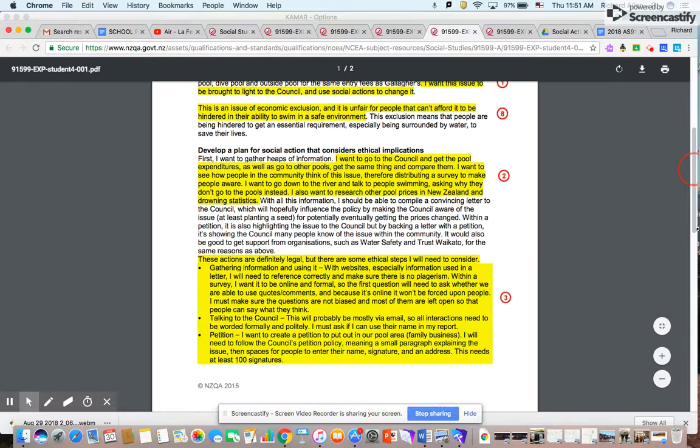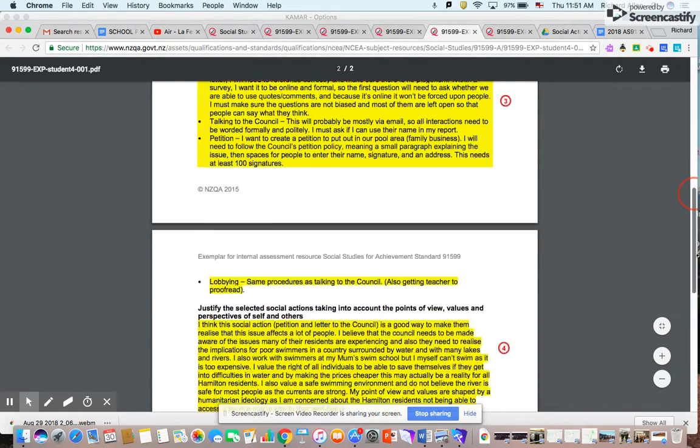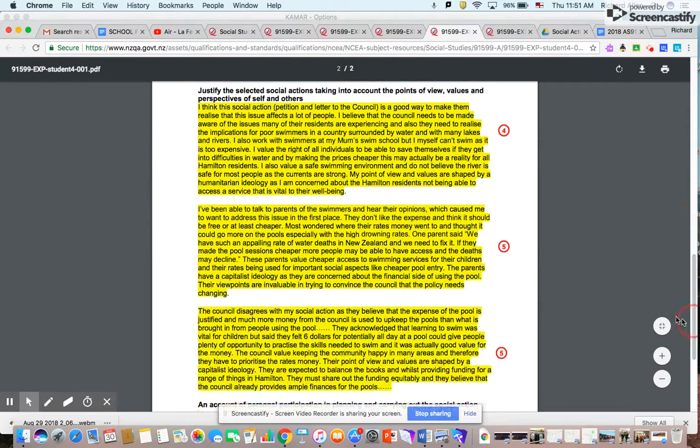So when they're talking about the plan, they're going through, and again, they're talking about websites to make sure it's reliable, things are formal, and I must ask them if I can use their name in the report. So you're going to have to ask these people questions when you're going out and talking to people. When they're justifying the social actions, one parent said we have appalling rates of water deaths in New Zealand, so they're quoting it in here. The parents have a capitalist ideology as they're concerned about the financial side of using the pool. Their viewpoint is invaluable in trying to convince the council that the policy needs changing.